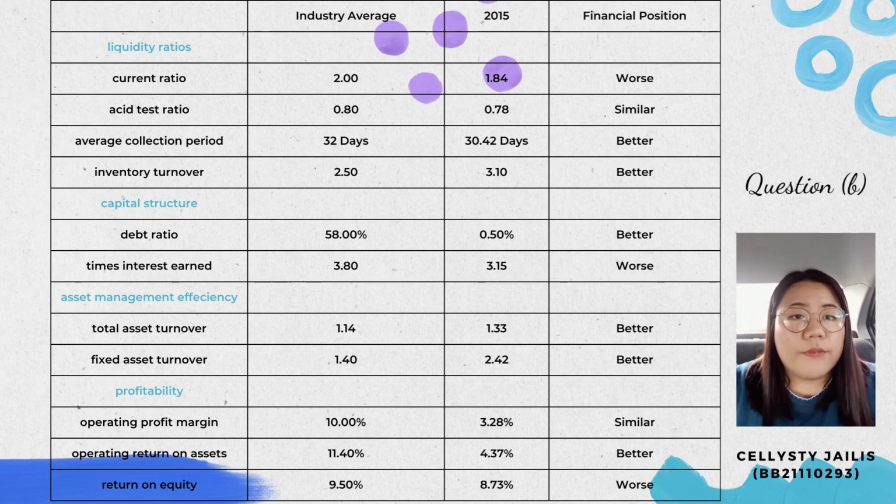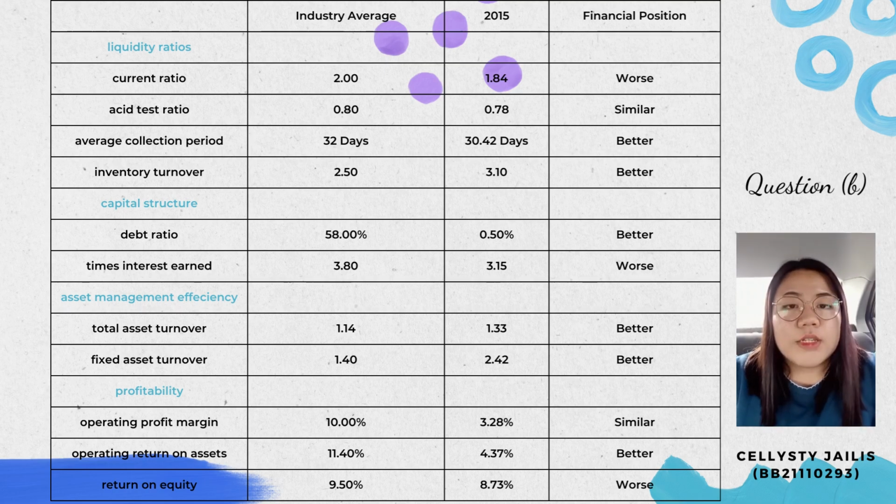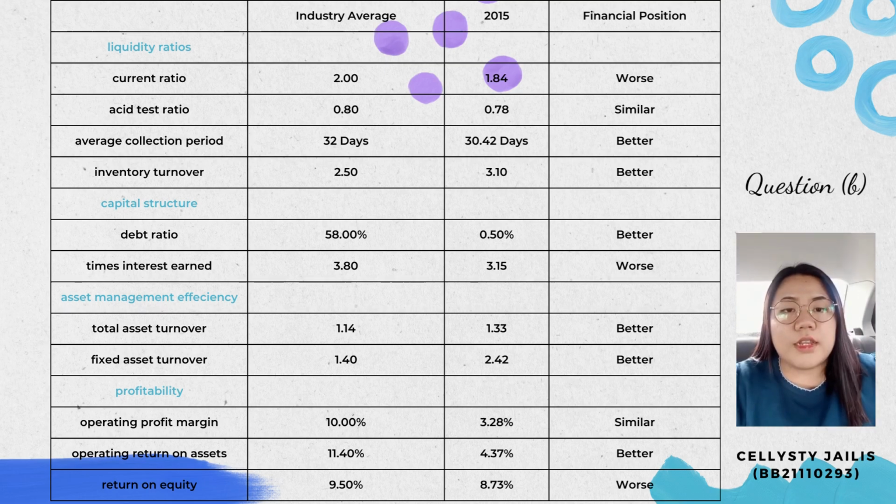And for the times interest earned in 2015, it is 3.15. Compared to industry average, it is 3.80. So, it is worse since a higher ratio indicates that the firm's ability to pay its interest in a timely manner is greater. And the next one is asset management efficiency.